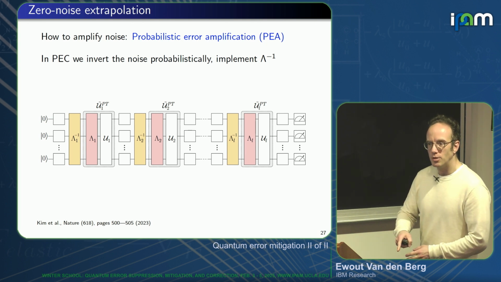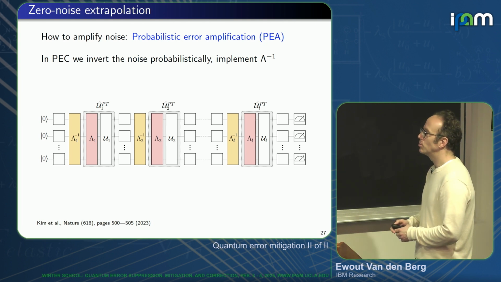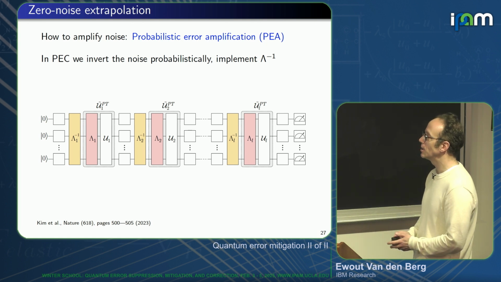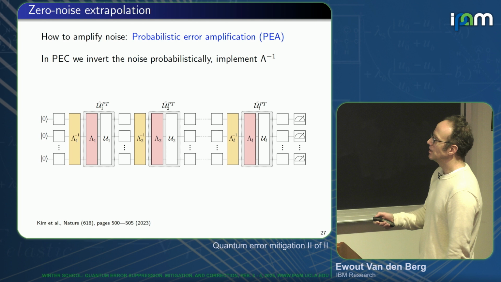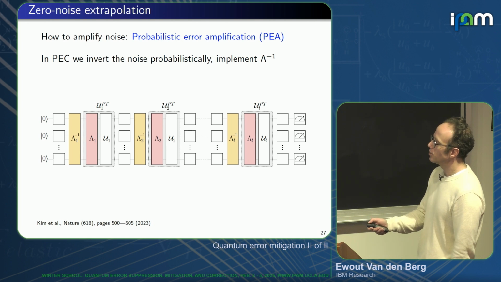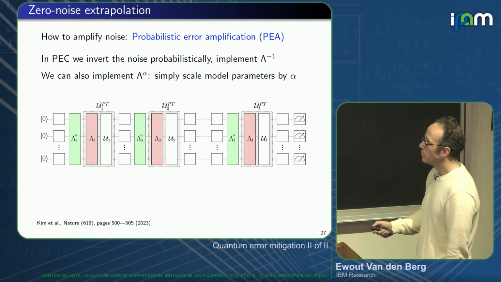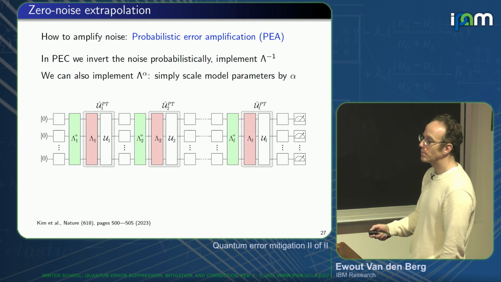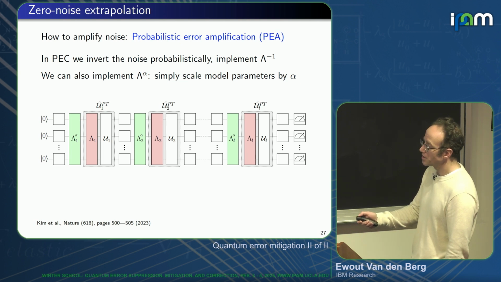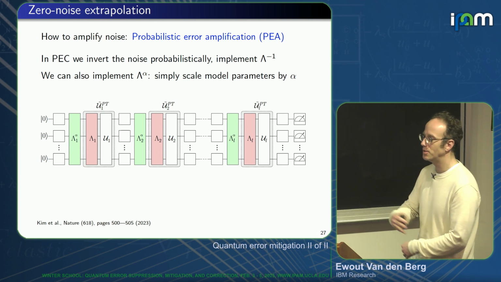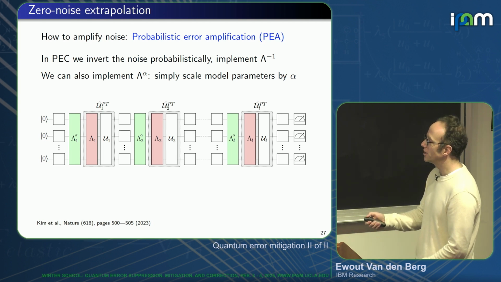But then we can go back to the PEC noise model and say, well, instead of probabilistic error cancellation, why don't we just do probabilistic error amplification? In PEC, we invert the noise by implementing lambda inverse, but we can also implement lambda to the power alpha, and that is done simply by scaling these lambda parameters by a factor alpha. We did minus 1, but you can do maybe 2 or 3, so you can make it worse.